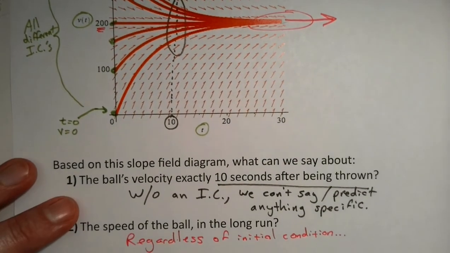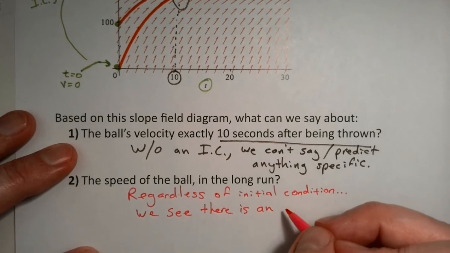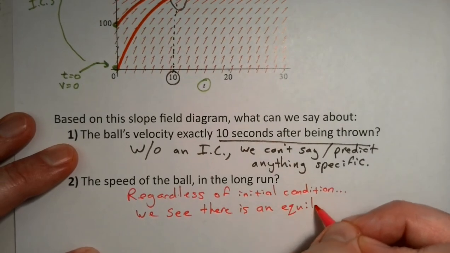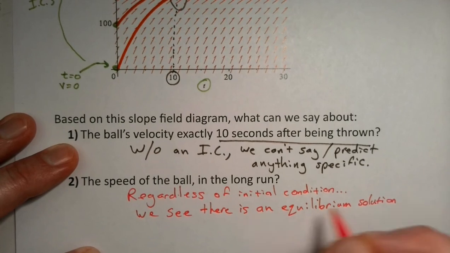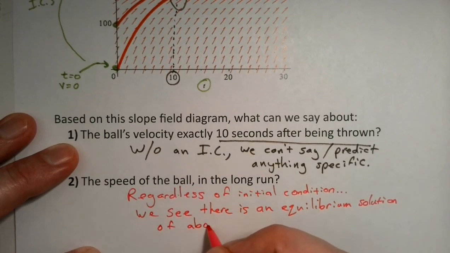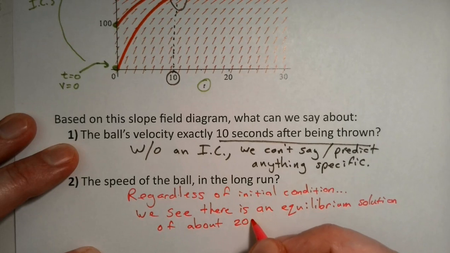So regardless of the initial condition, we see there is an equilibrium solution of about 200.